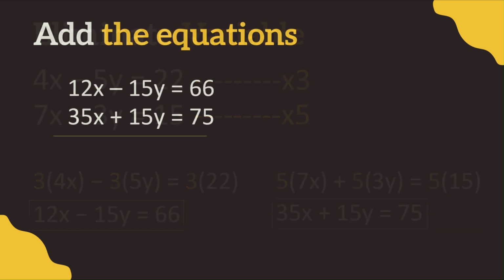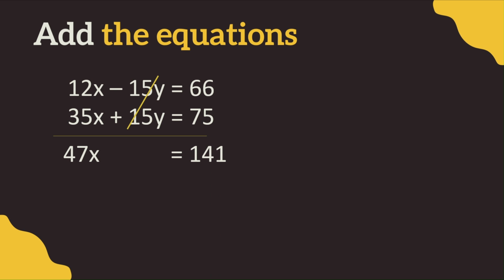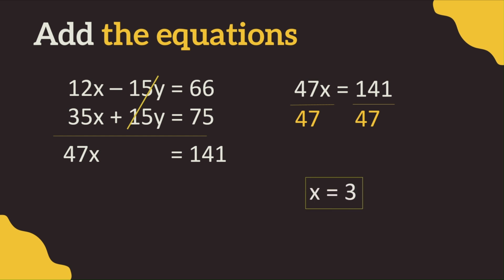Now I'll add the two equations together. Adding 12x and 35x gives us 47x. Minus 15y and plus 15y cancel each other out, and 66 plus 75 gives us 141. So we're left with 47x equals 141. Now divide both sides by 47. This gives us x equals 3. We've now found the value of x.